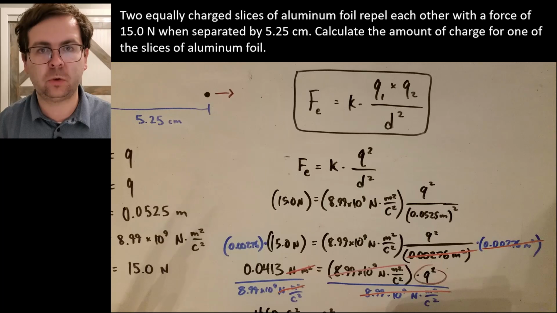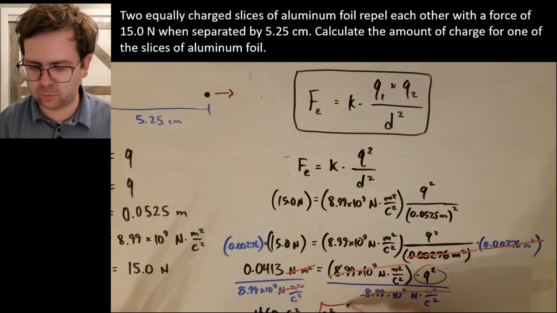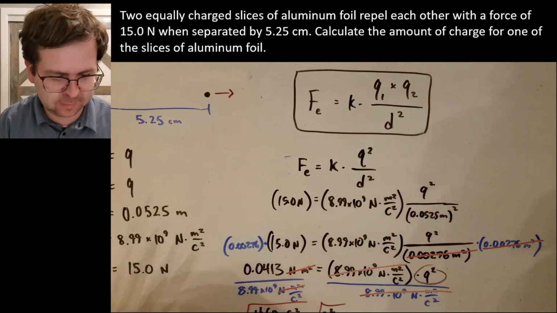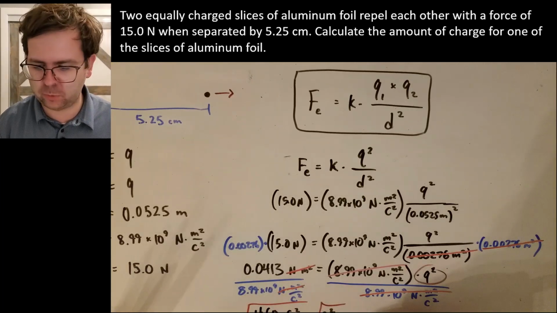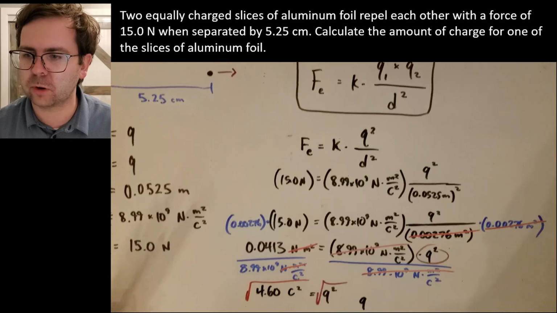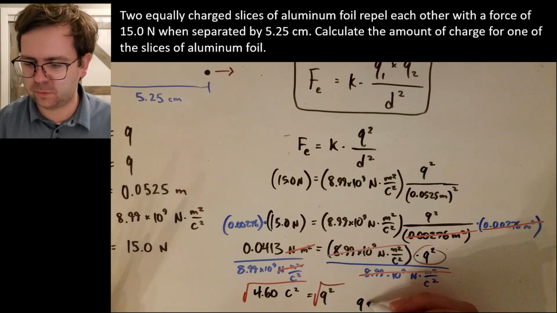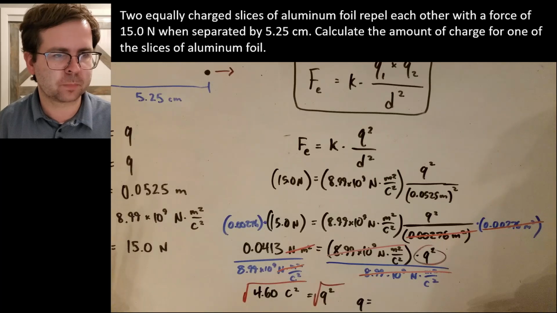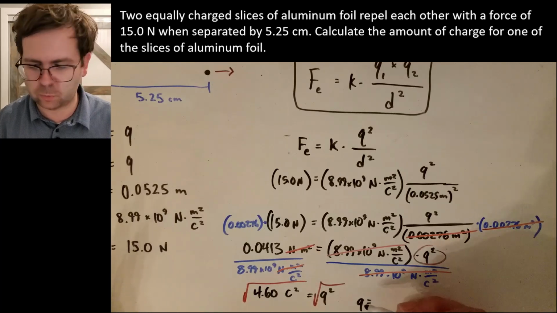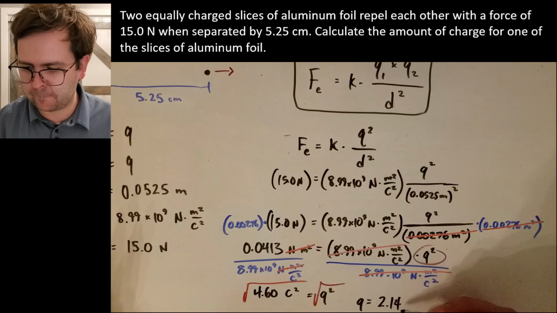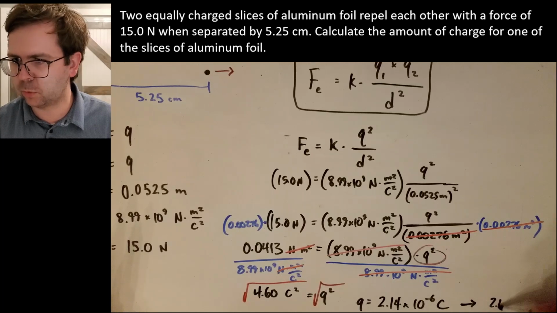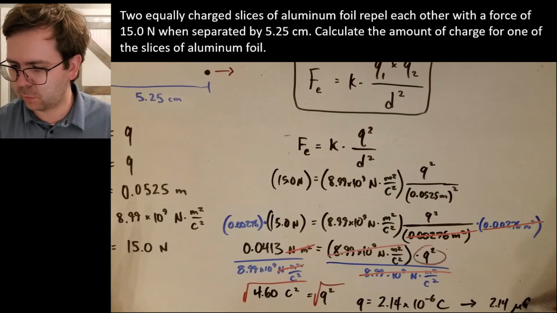Now we just need to solve for Q by undoing the square, so we're going to take the square root on both sides here. So doing that gives us a value of the charge. Oh, I'm sorry, oops. You couldn't see what I was doing. So that gives us the value of the charge of 2.14 times 10 to the negative 6 coulombs, which we could rewrite as 2.14 microcoulombs as well.